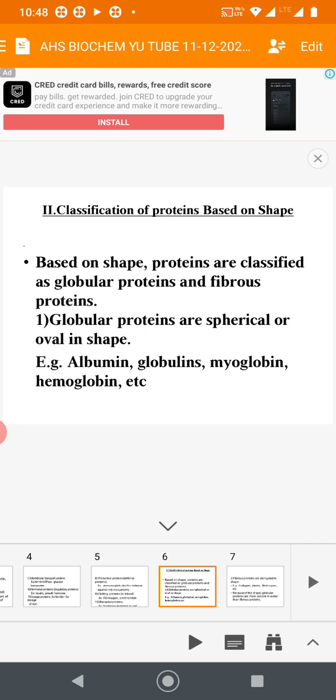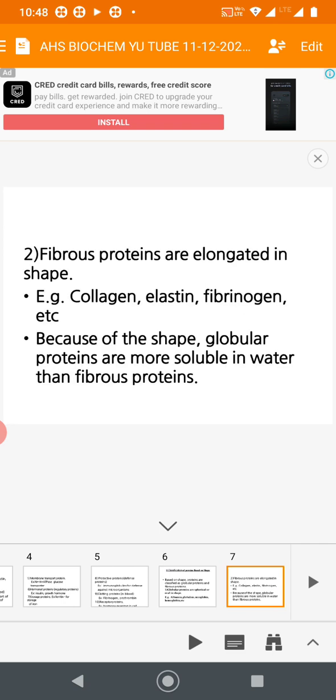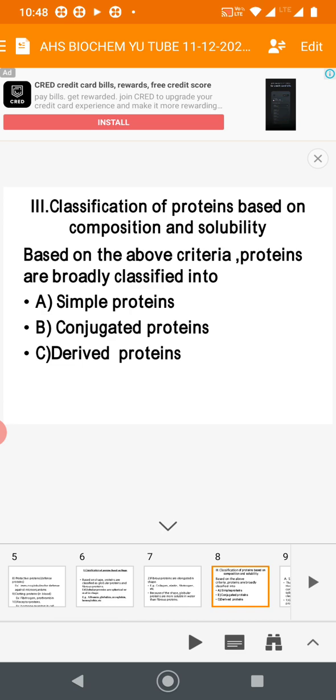Based on shape, proteins are classified into globular proteins and fibrous proteins. Globular proteins are spherical or oval in shape. Best examples are albumin, globulin, myoglobin, hemoglobin. Fibrous proteins are elongated. Examples are collagen, elastin, fibrinogen. Globular proteins are more soluble in water because of their round shape. So that is the classification based on shape, fibrous and globular.